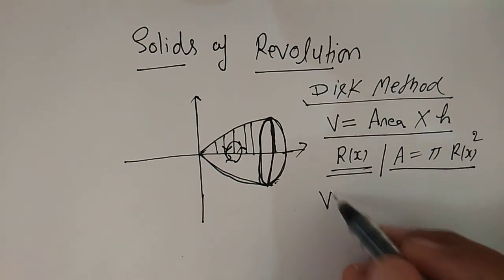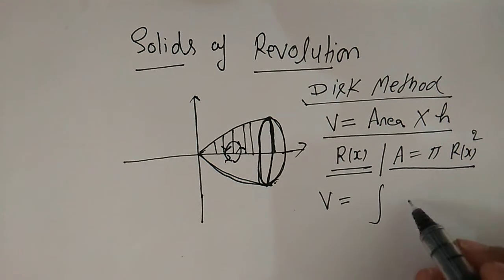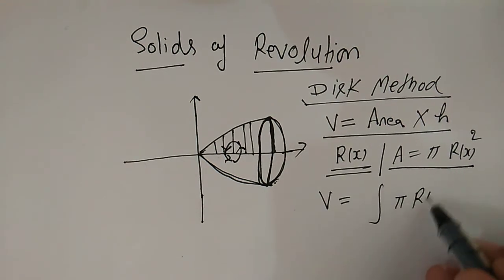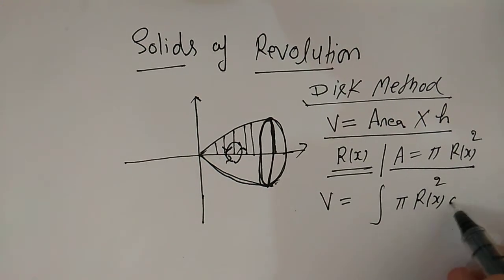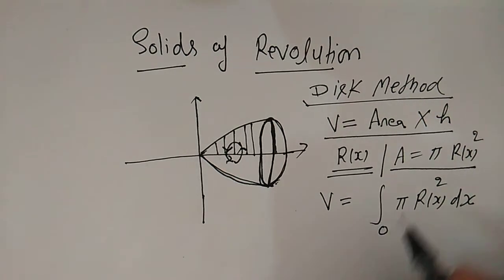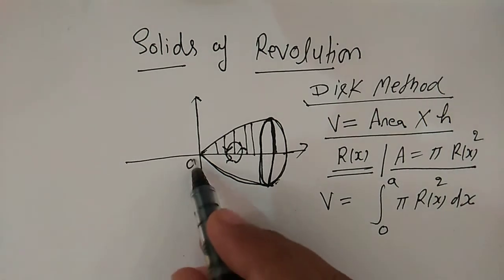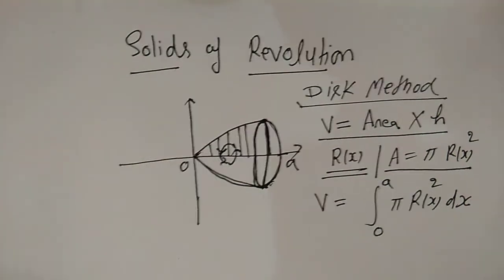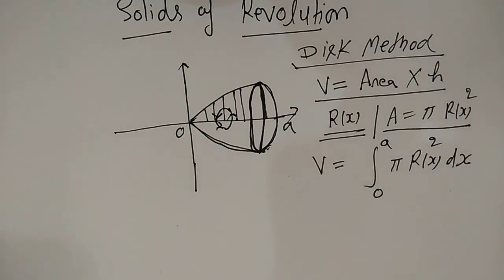So the volume formula will be the integral of pi r(x) square dx, and we'll have the x limits here, suppose 0 to a. This is the formula for volume revolving along the x-axis.